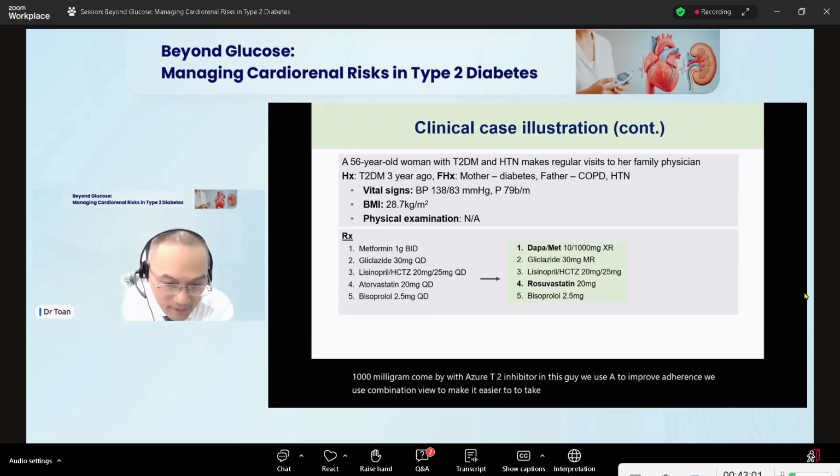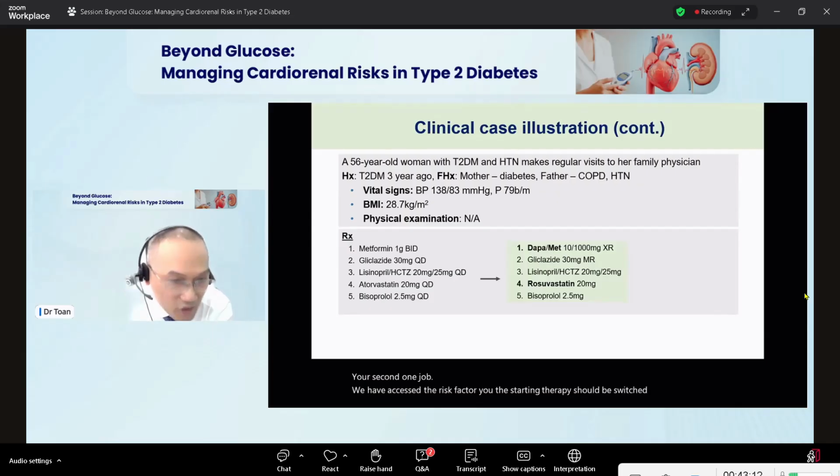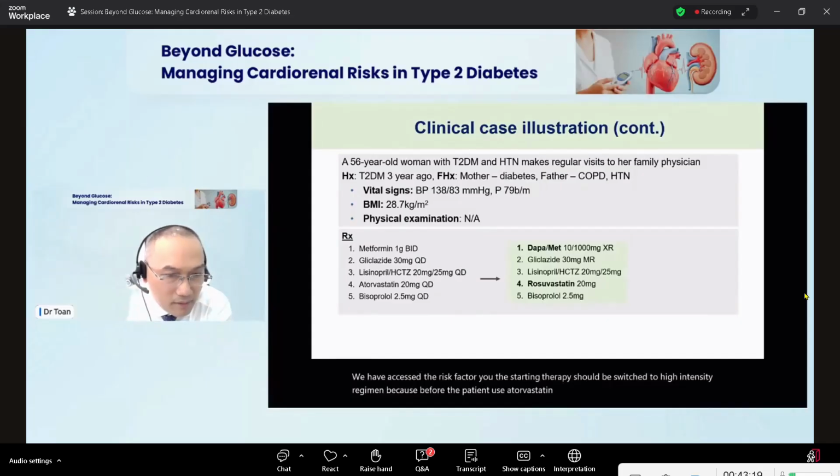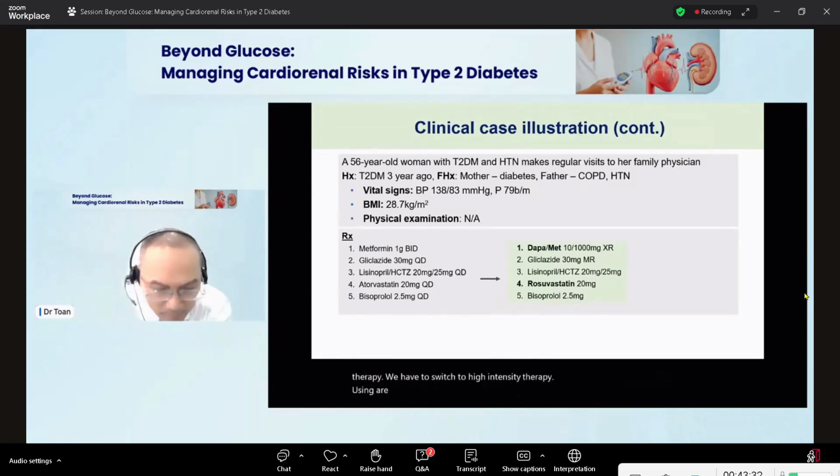Yeah. The second one, we have to address the risk factor. The statin therapy should be switched to a high intensity regimen, because before the patient used atorvastatin 20 milligram, which is a moderate intensity therapy. We have to switch to high intensity therapy using rosuvastatin 20 milligram.